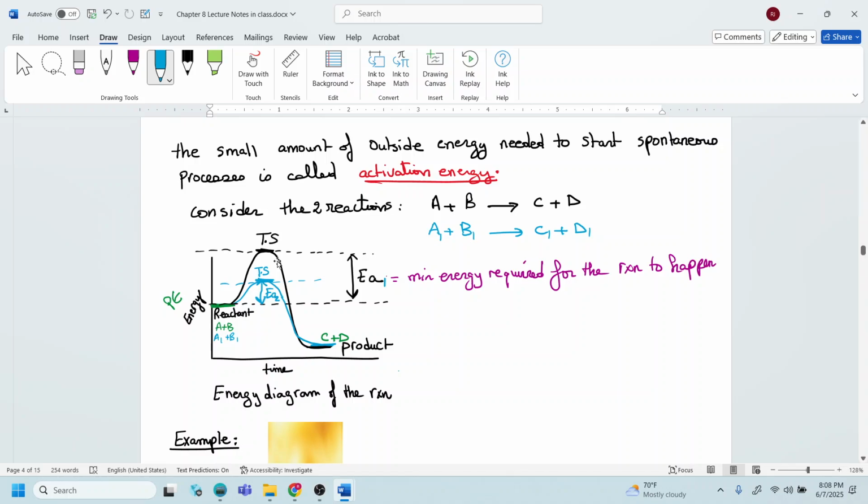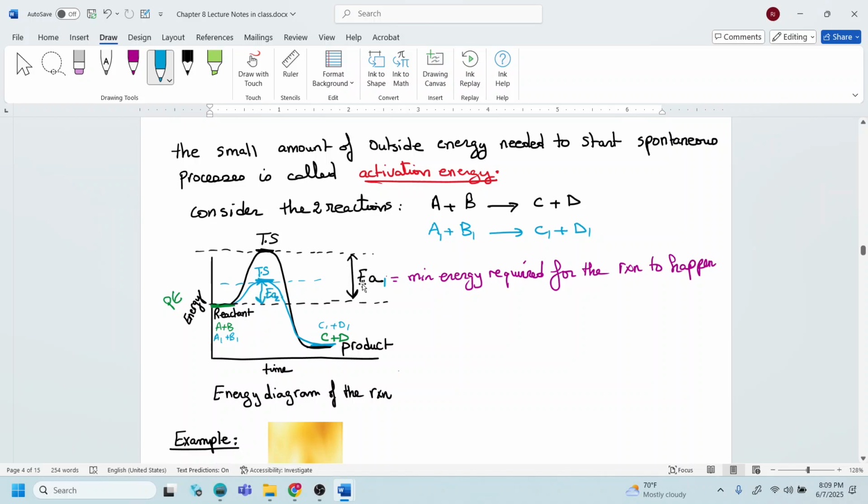After the transition state, the bonds start vibrating, they start stretching, they are going to get broken, and then a reaction is going to happen and you're going to form your product, which is C plus D. And this is C plus D and C1 plus D1 since they have the same energy. So this is how you measure the activation energy. It's the distance between the reactants and the transition state.